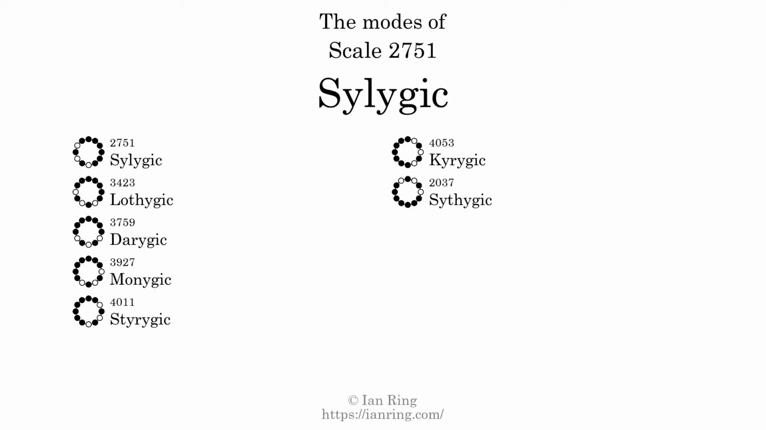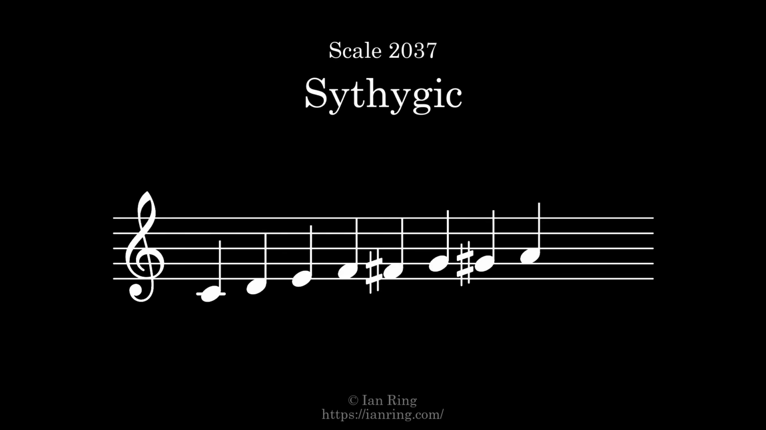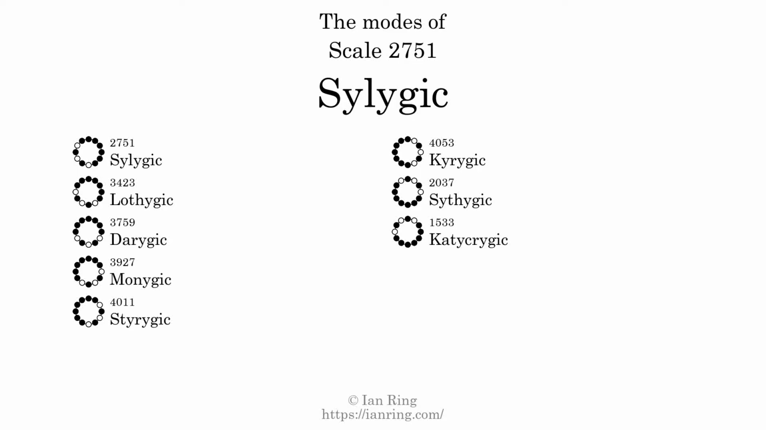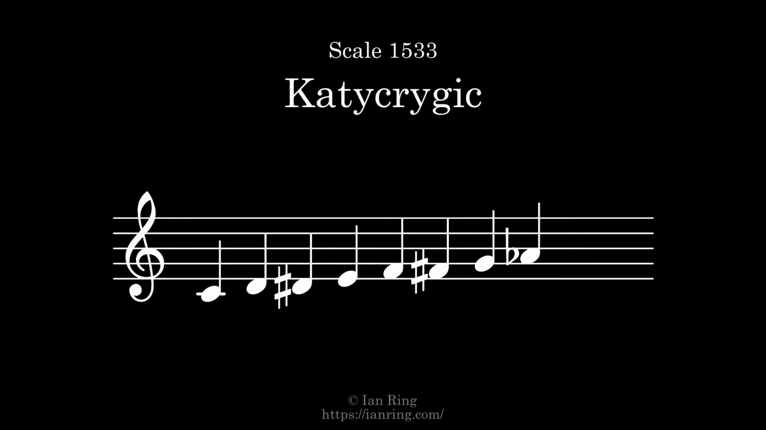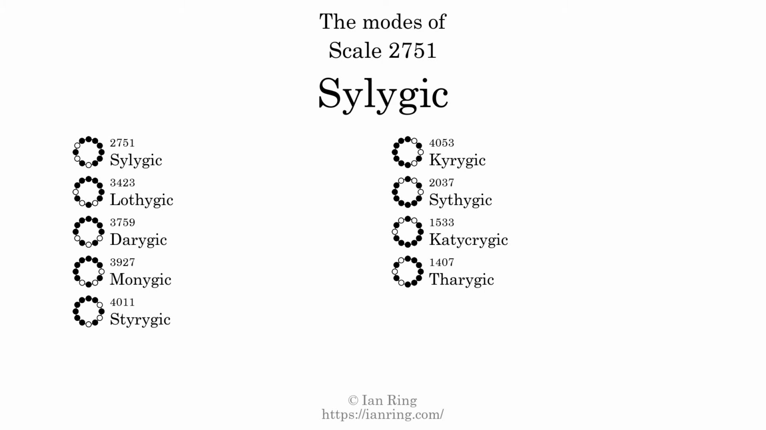The seventh mode is scale 2037, also known as sythagic. It sounds like this. The eighth mode is scale 1533, also known as catacrigic. It sounds like this. The ninth and last mode is scale 1407, also known as theuragic. It sounds like this.